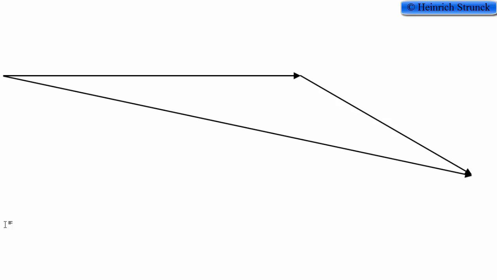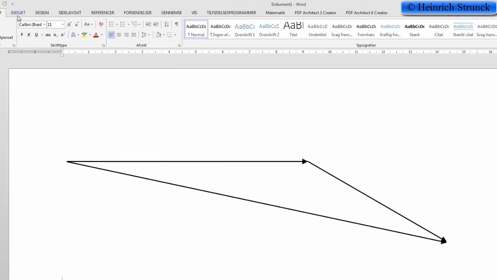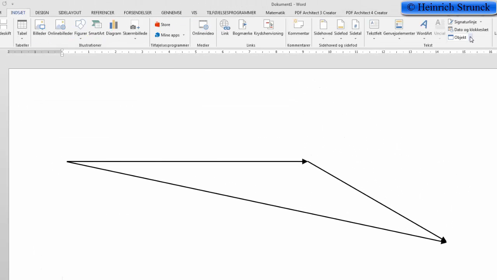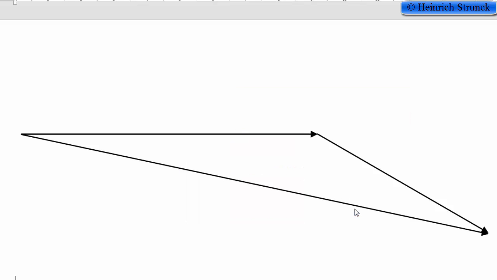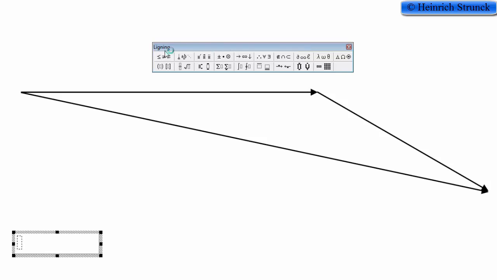We also can make a documentation of how we calculate it. Here I use, in objects, the Microsoft Equation, because in equation there are many symbols and so on, so that we can get a well documented calculation of vectors. In vectors we have to have a line above the vector, and we can have it right here.